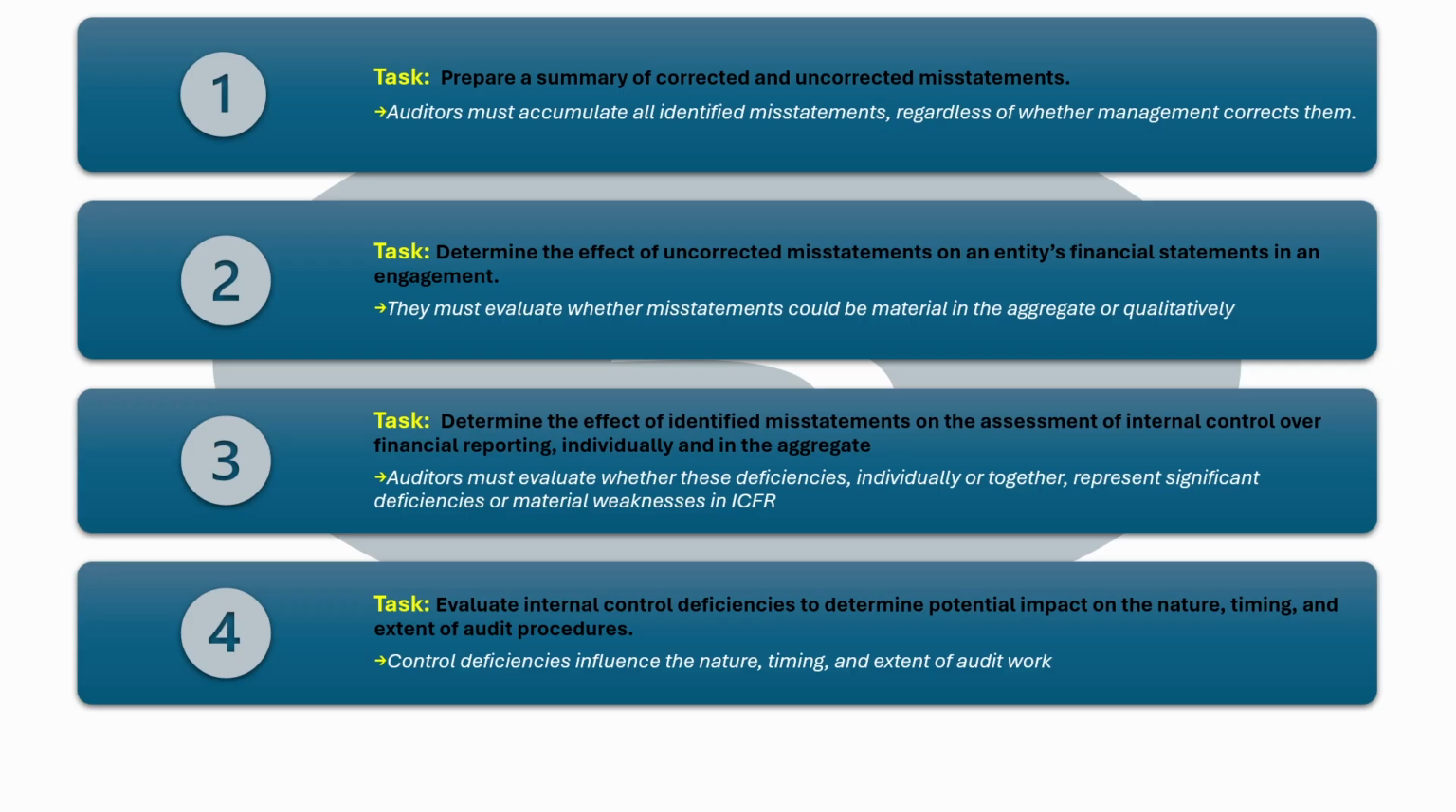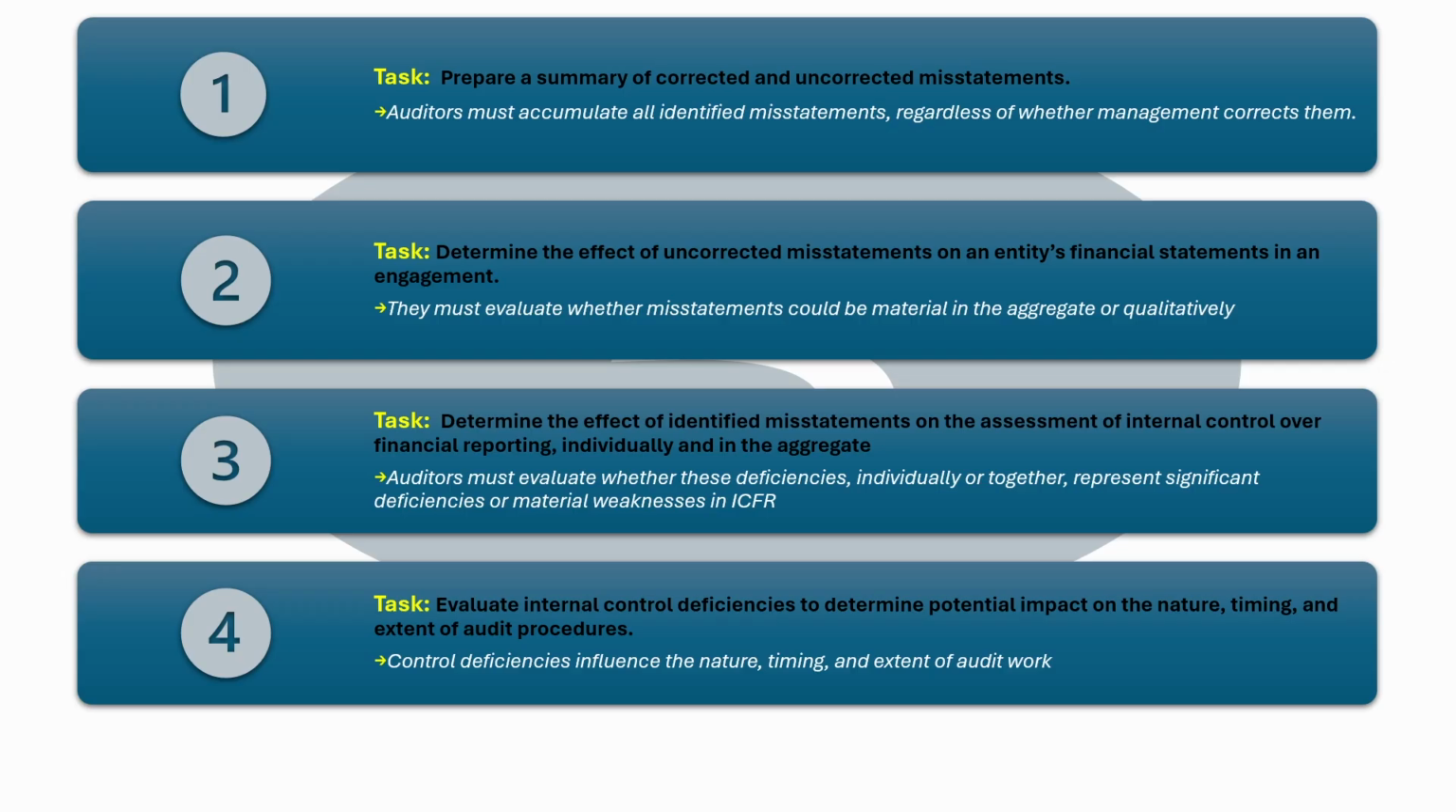2. Determine the effect of uncorrected misstatements on the financial statements. Auditors cannot stop at individually immaterial. They must evaluate whether misstatements could be material in the aggregate or qualitatively. For example, a misstatement that changes a small profit into a small loss could be material even if the dollar amount is minor. Standards emphasize considering both size and nature. 3.